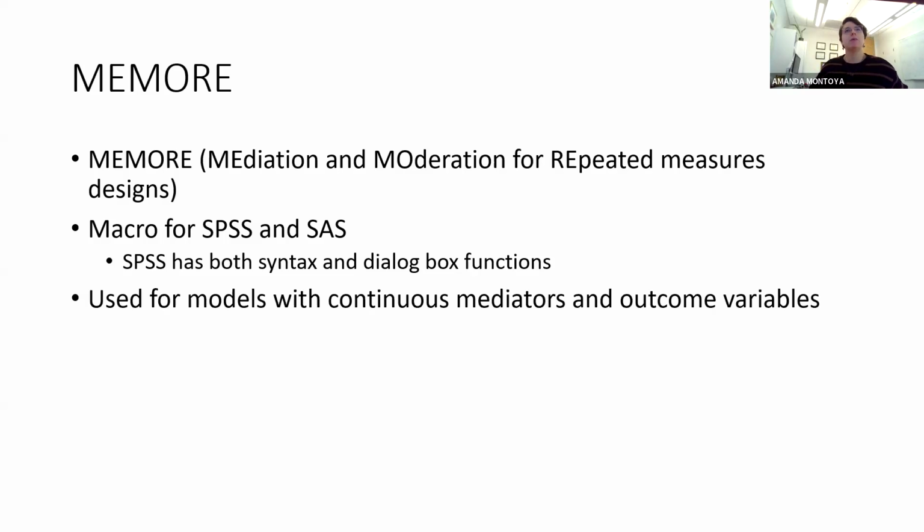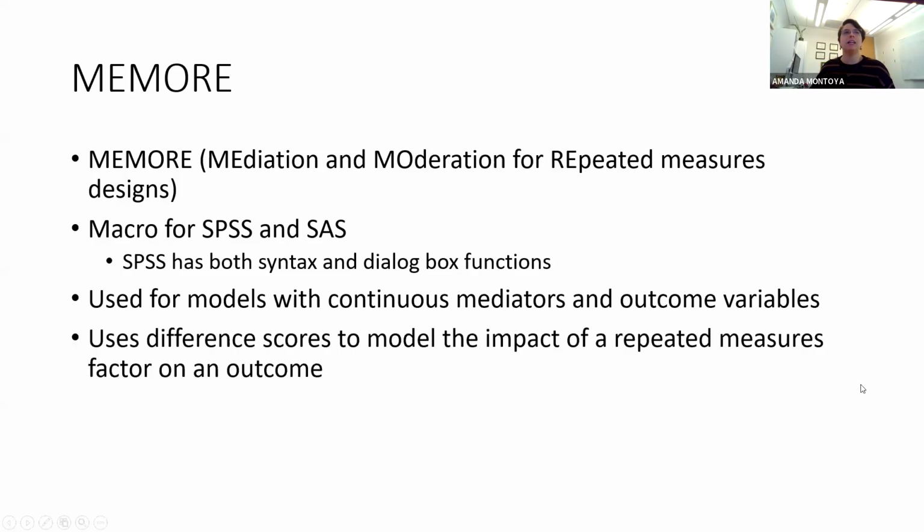It's used for models with continuous mediators and outcome variables. I'll talk about that also in future extensions. And essentially, the idea is it uses these different score models to look at the impact of a repeated measures factor for an outcome.